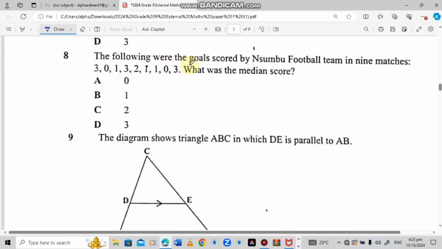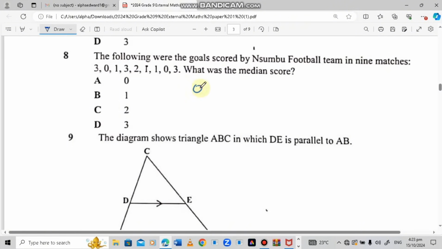Question 8. The following were the goals scored by Nsumbu football team in 9 matches. So we have these goals. What is the median? So first of all, you need to understand that the median is the middle value when scores are arranged from the smallest to biggest. So first of all, let's arrange these scores from smallest to biggest. So the smallest here is 0. And how many zeros? We have 1, 2. So we have 2 zeros.